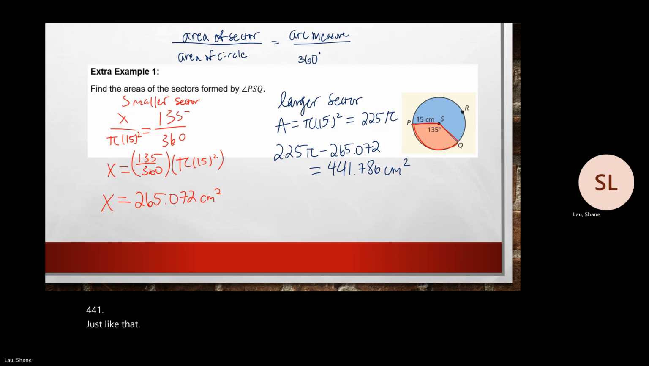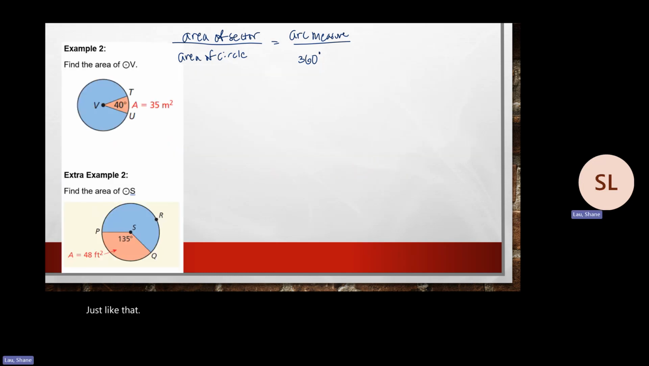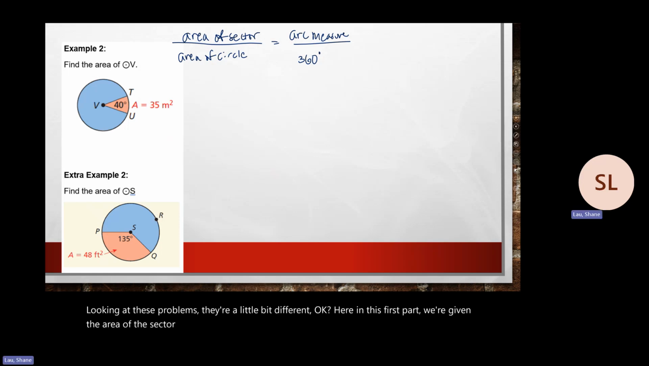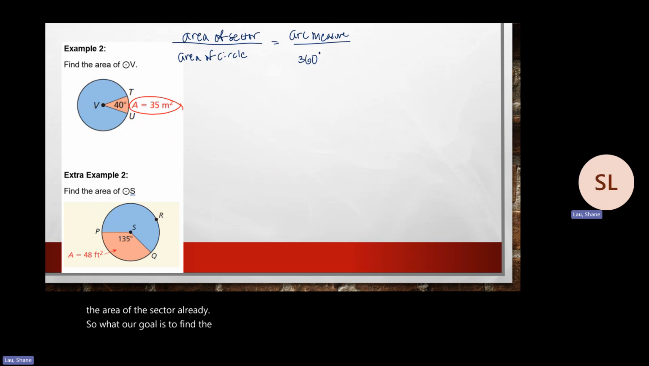Okay. All right. Looking at these problems, they're a little bit different. Here in this first one, we're given the area of the sector already. That's what this is right here, the area of the sector. So our goal is to find the area of the circle now, given a sector. So we'll work backwards a little bit.